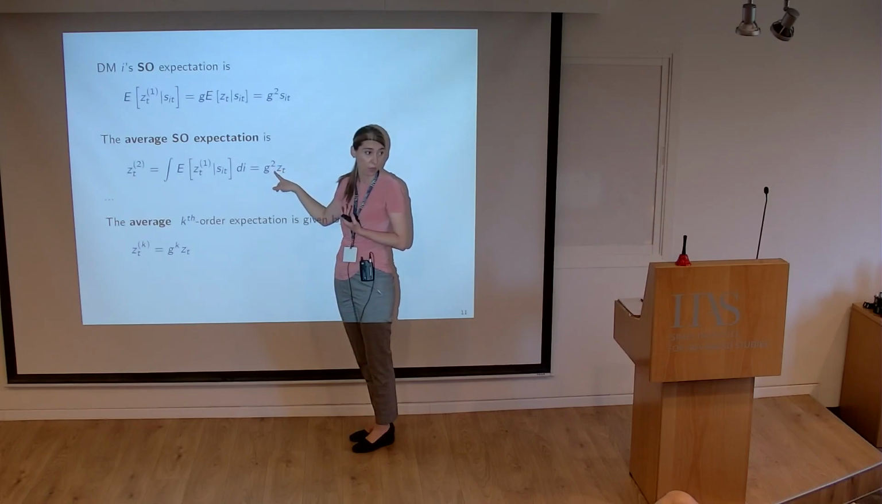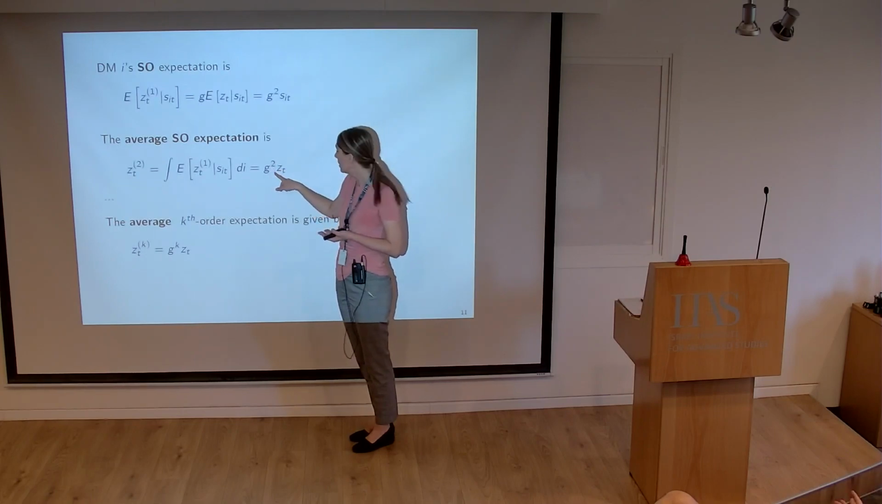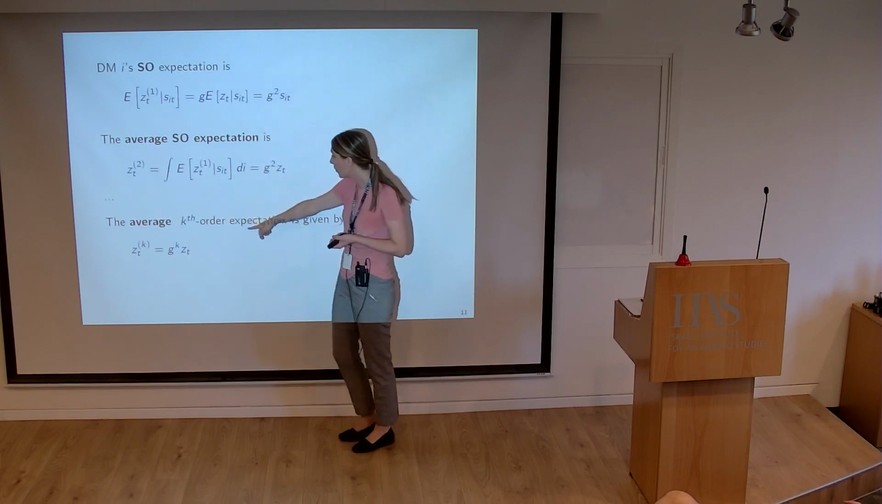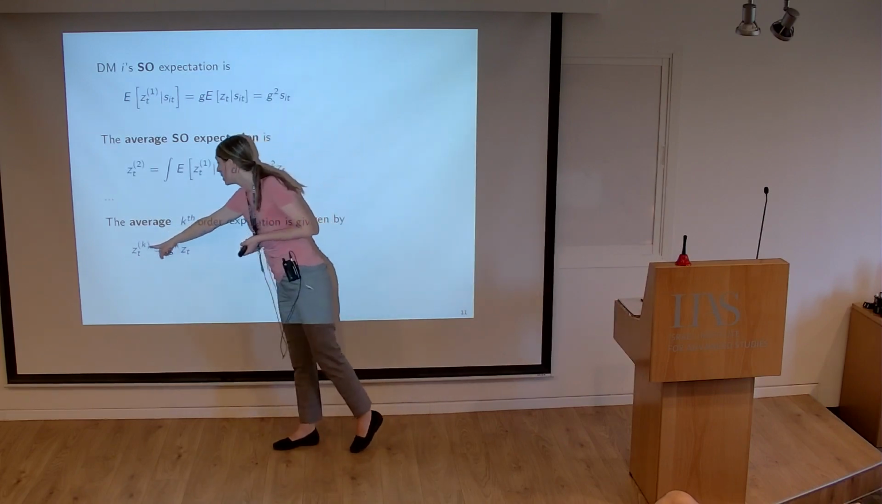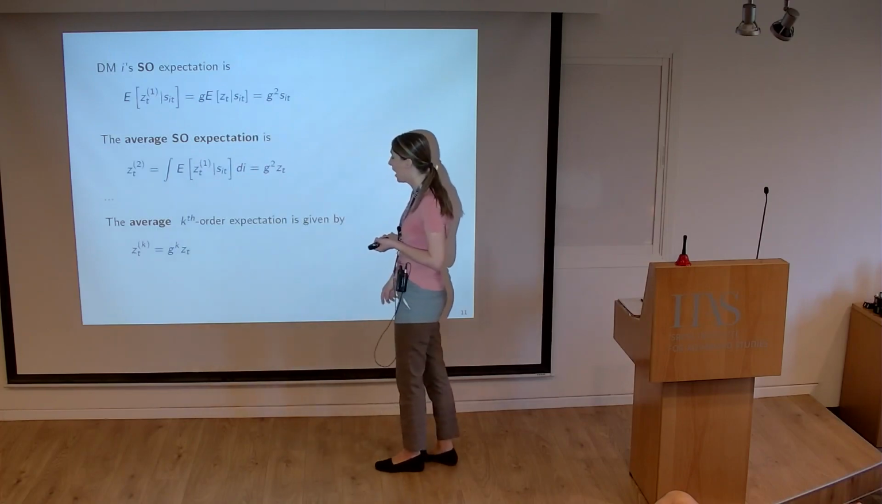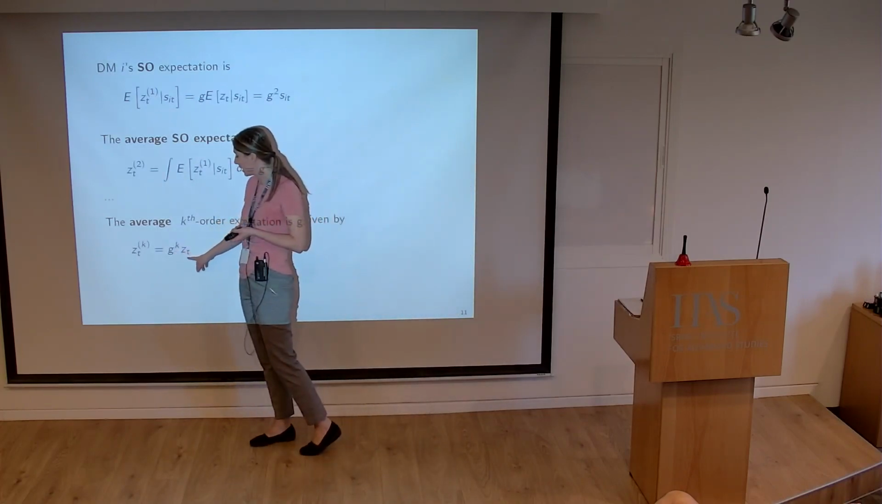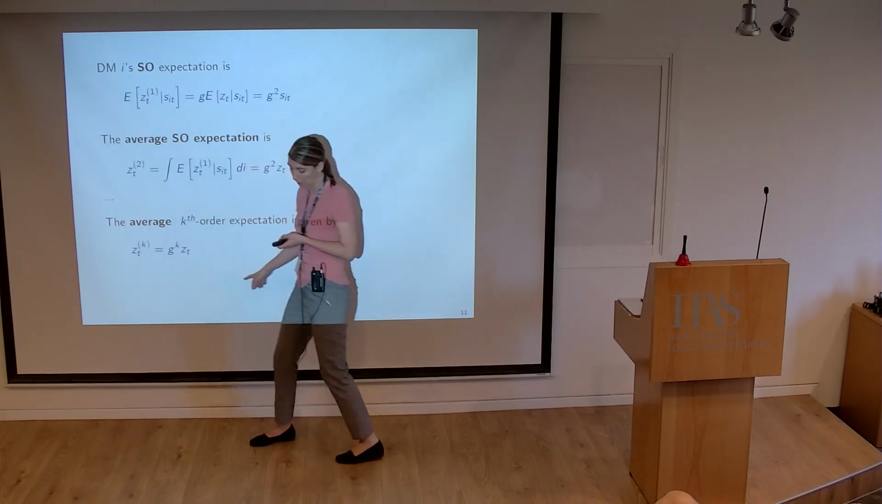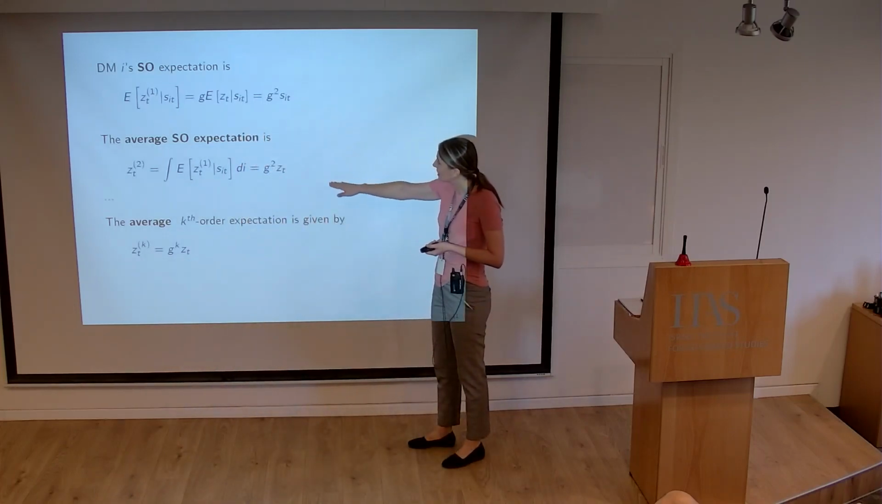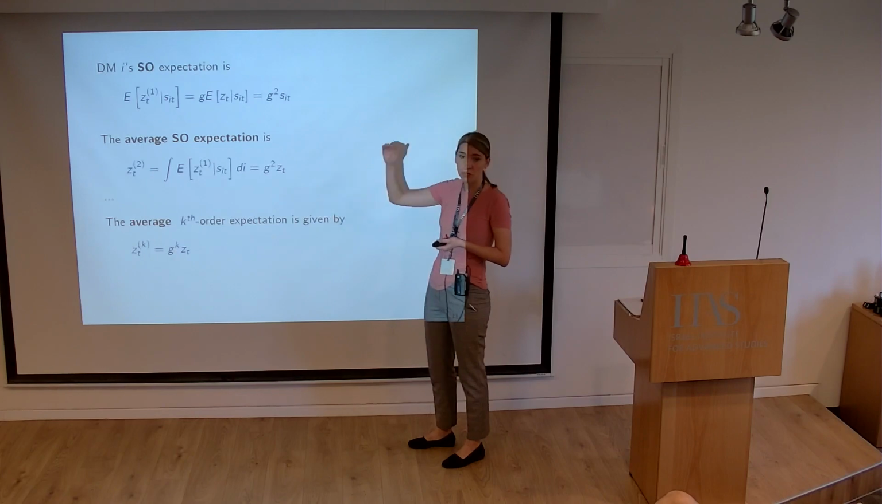G is a number less than 1. Right? So signals have some noise, there's not full precision. And I can keep going, where the average kth order expectation about the fundamental is given by G to the k times the fundamental. Okay? So I have dampening in the extent to which higher order beliefs respond to the fundamental.